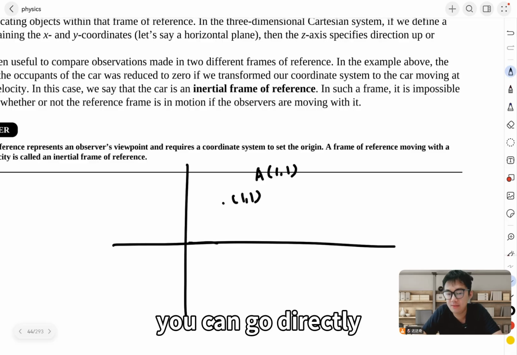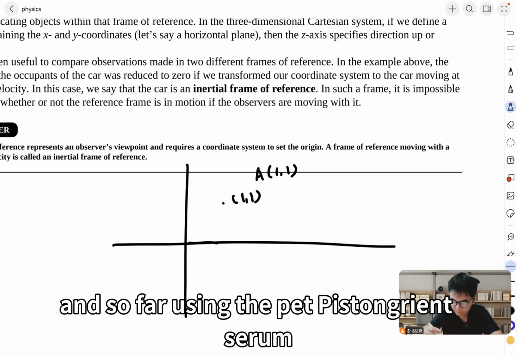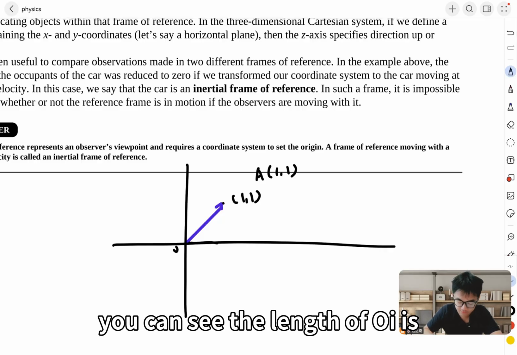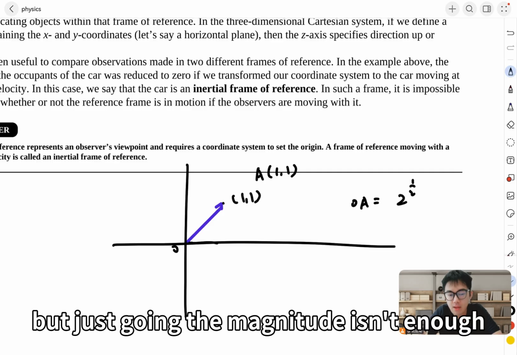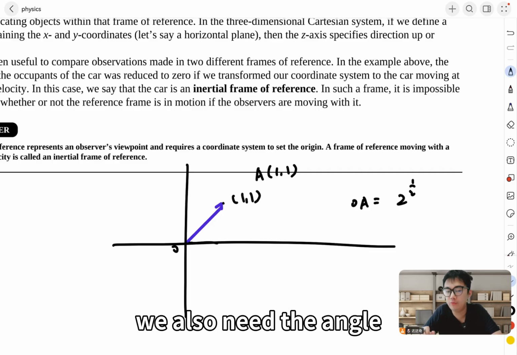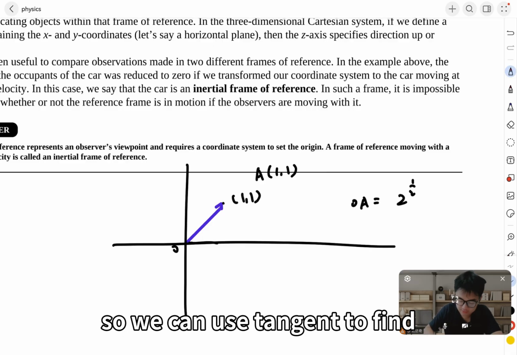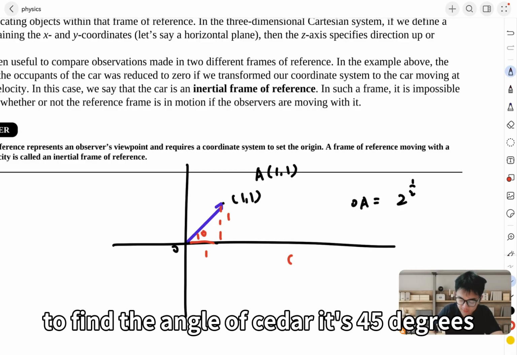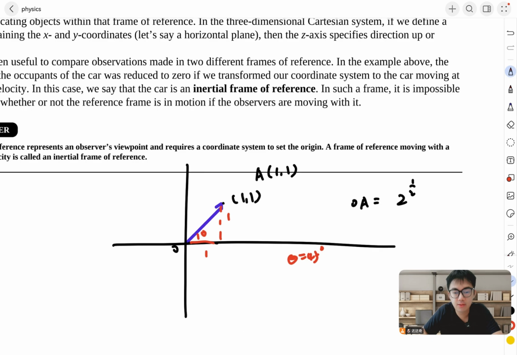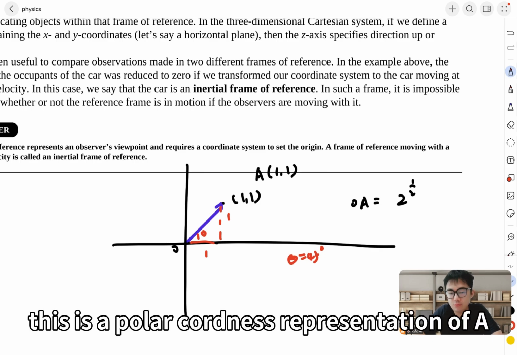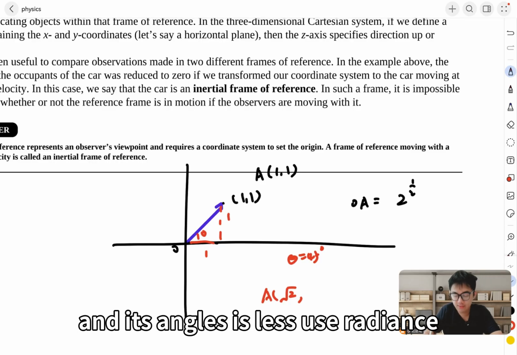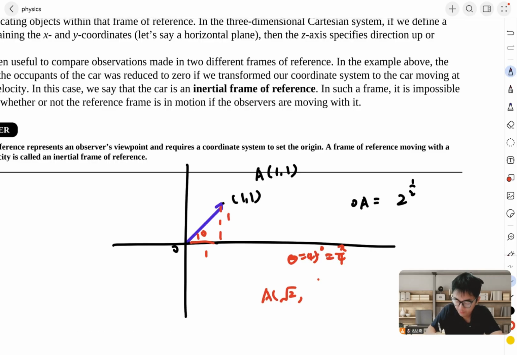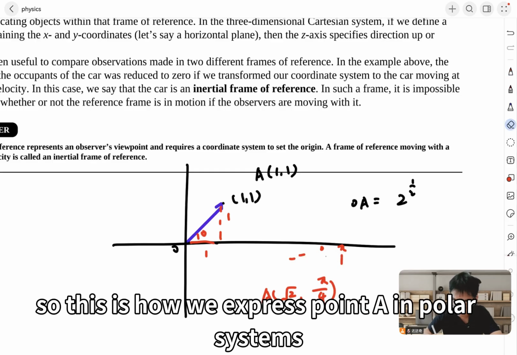You can go directly, and using the Pythagorean theorem, you can see the length of OA is 2 to the power of 1/2. But just the magnitude isn't enough. We also need the angle. So we can use tangent to find the angle theta is 45 degrees. And so this is a polar coordinate representation of A. Its magnitude is 2 to the power 1/2, and its angle is, let's use radians, pi over 4 radians. So this is how we express point A in polar coordinates.